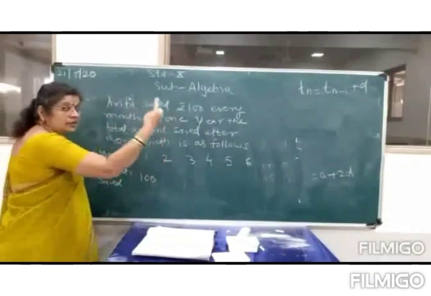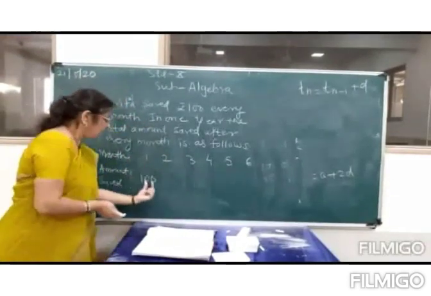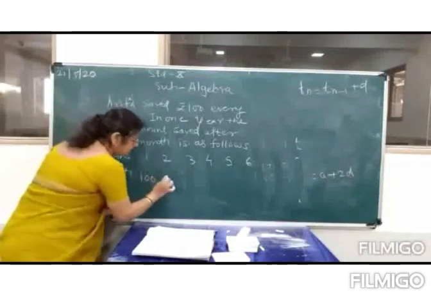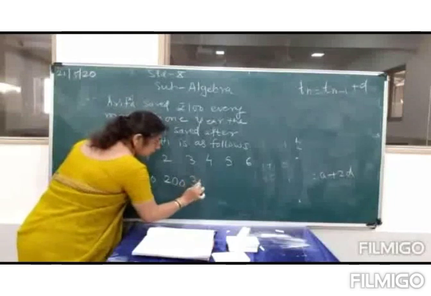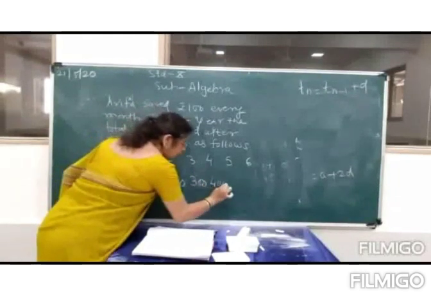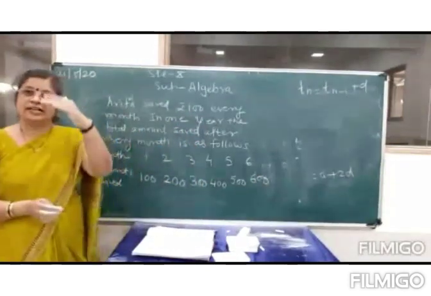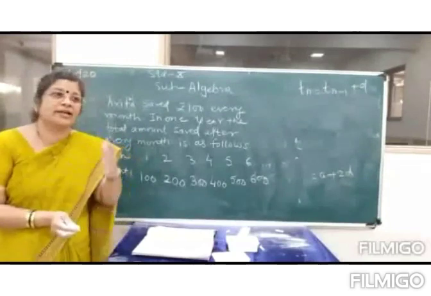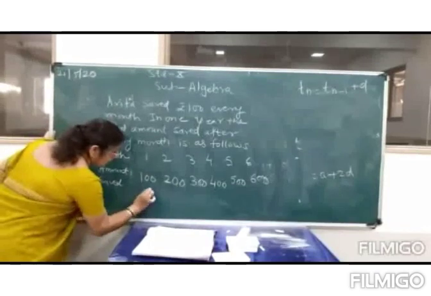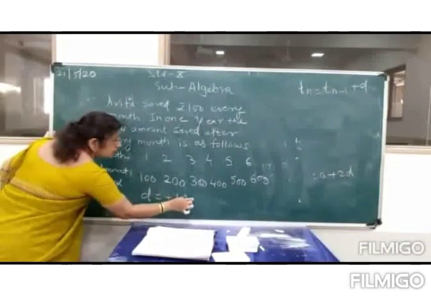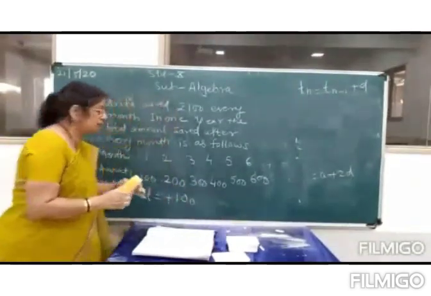Second, see, every month 100. That means what will be the common difference? 100. And in the first month 100. So next what will you get here? 200. Then in the third month 300. Fourth month 400, 500, 600, 700, 800, 900, 1000, 1100 and 1200. Like that you will get. That means here D is equal to plus 100. Okay? Have you understood up to this?